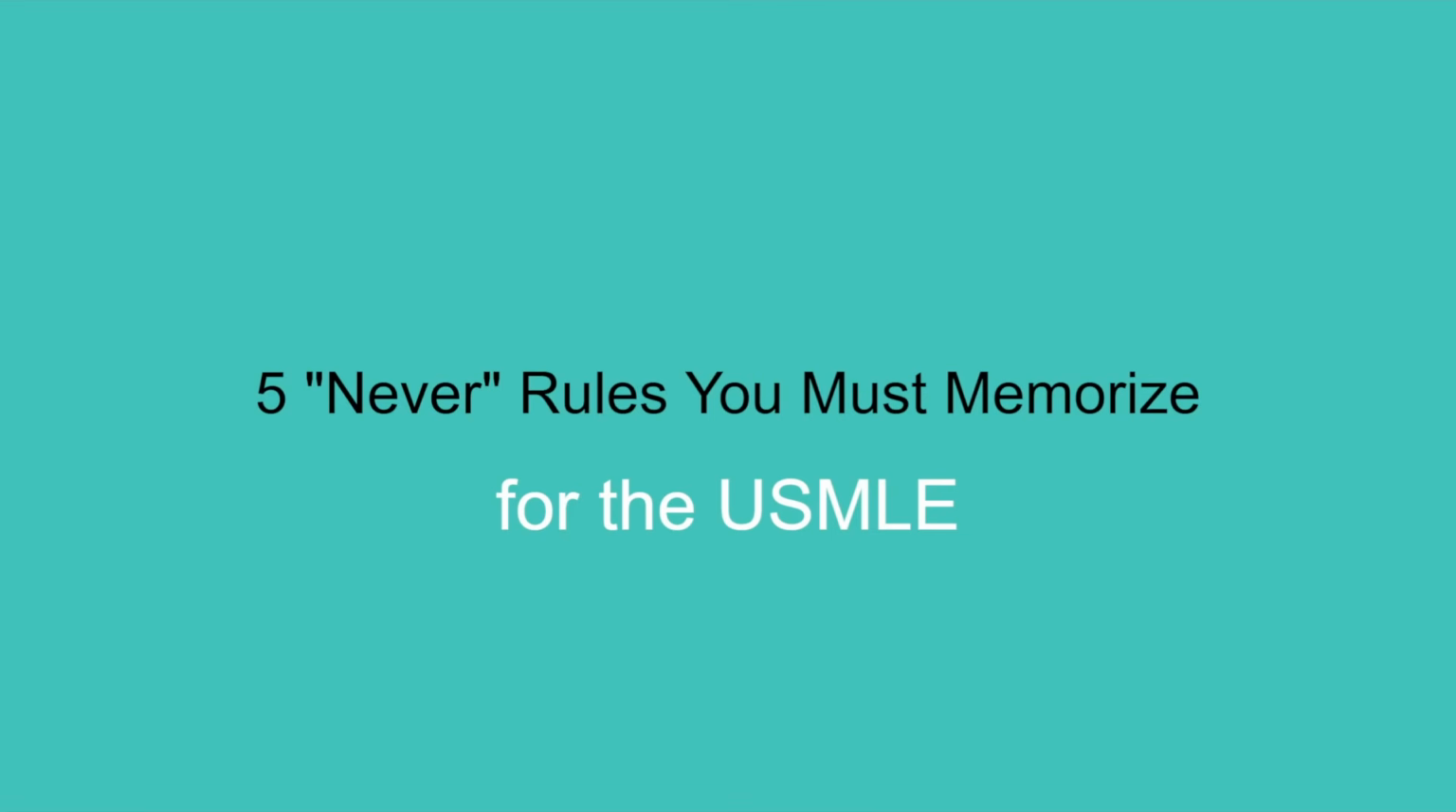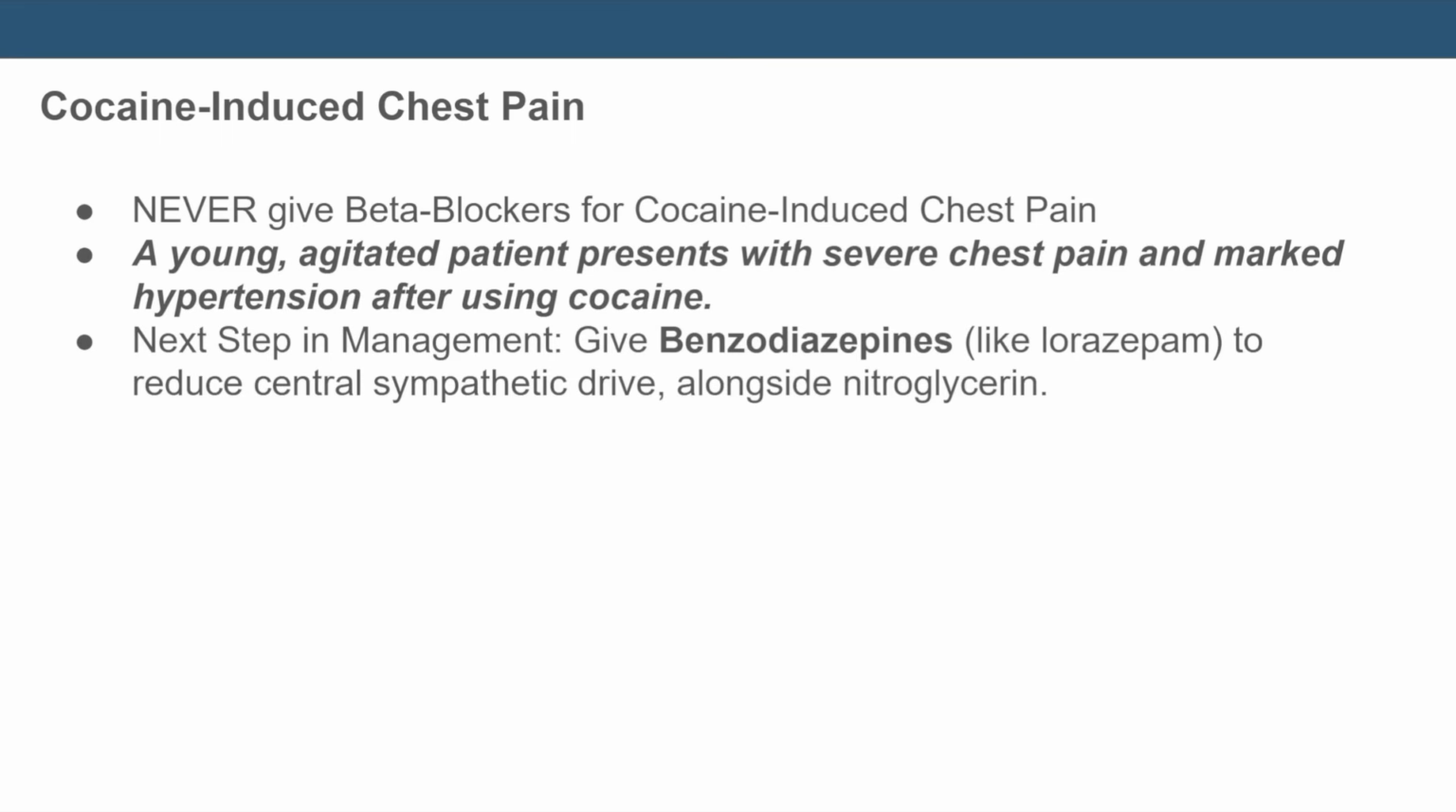Today we're going to be discussing 5 never rules that you must memorize for the USMLE. These case scenarios are the tricky ones that they bring up to mess your mind up so that you select the wrong answer choice. So what are they? The first rule is that you never give beta blockers for cocaine-induced chest pain. Okay, and this is really important.